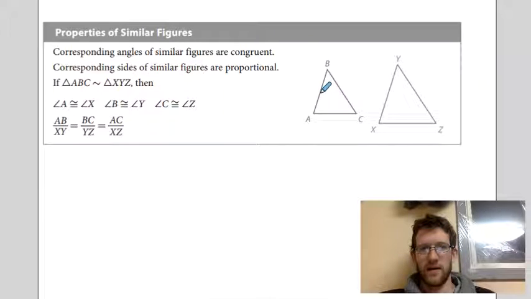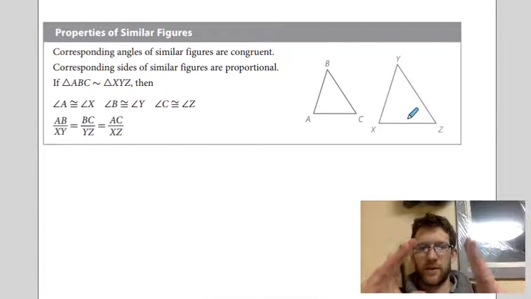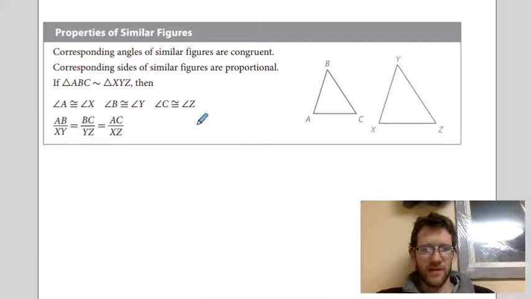So that means that the ratio between AB and XY is the same ratio as BC to YZ. We've been doing this before, right? A lot of our dilations are like 1/2 or 2, because those fit well on a sheet of paper. So the ratio will be 1/2 for each of those, or 3 or something like that.